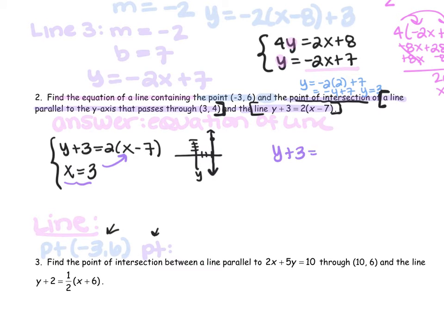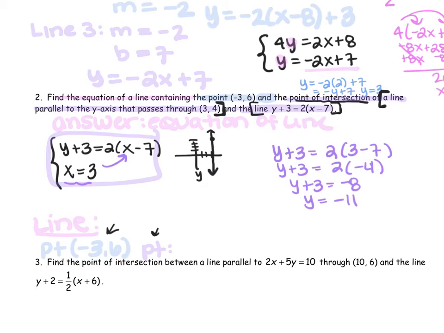y + 3 is equal to 2(x), which is 3 minus 7. y + 3 = 2 times negative 4. y + 3 is equal to negative 8. Subtracting 3 from both sides, y is equal to negative 11. So the solution to this system here is (3, -11). Okay, that's the other point on the line I need to write the equation for this problem.